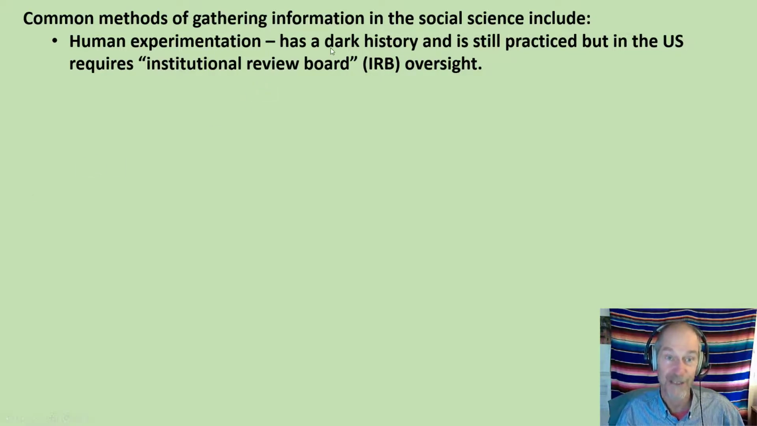So human experimentation has a dark history, and it is still practiced. But in the United States, it requires institutional review board oversight, and at Humboldt, we abbreviate that IRB. So any experimentation, whether it's scientific, like drawing blood or measuring their height, or even doing surveys of humans, requires institutional review board oversight.